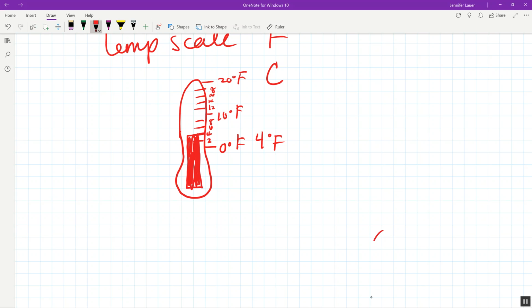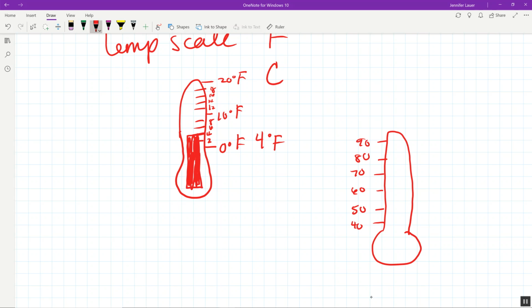So let's try one that has both of them on it. This is practice letter D. And so we have 40, 50, 60, sorry about my placement here, 70, 80, 90. And then we have 10, right there's 20, and here's 30. So if you look on the Fahrenheit side, this is the Fahrenheit side, this is the Celsius side. If you look in between, we can see that they go up by 2.